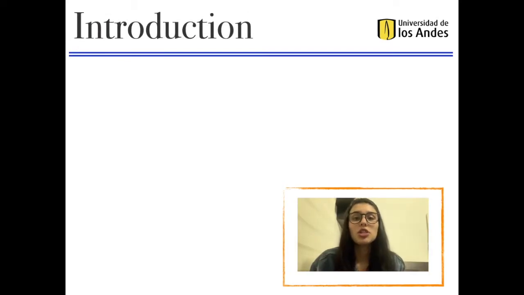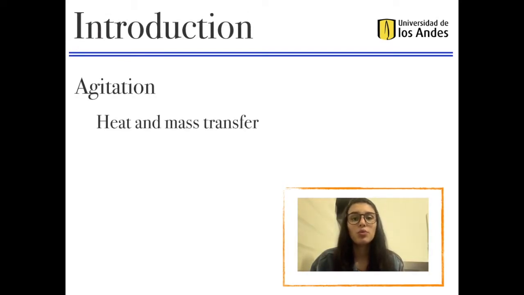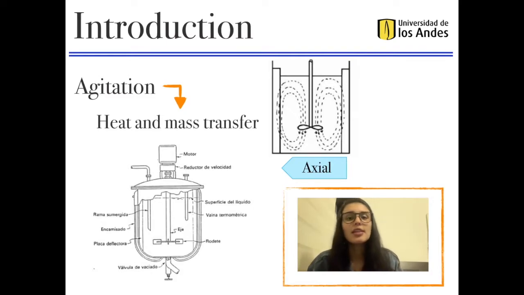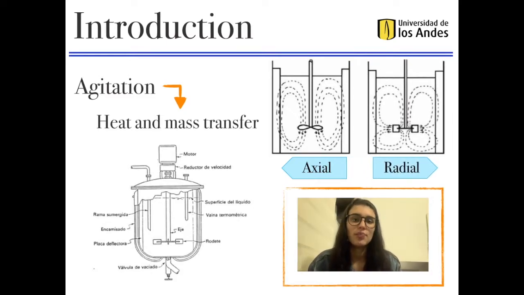A stirrer is a machine that uses circulatory movements in order to accelerate the heat and mass transfer processes. These devices can be classified according to the direction of the current they generate, in axial flow and radial flow stirrers. The last one produces a movement perpendicular to the direction of the axis of rotation and will be the object of study in this project.